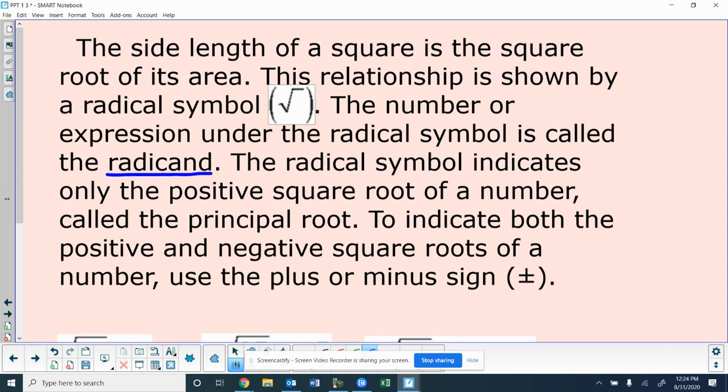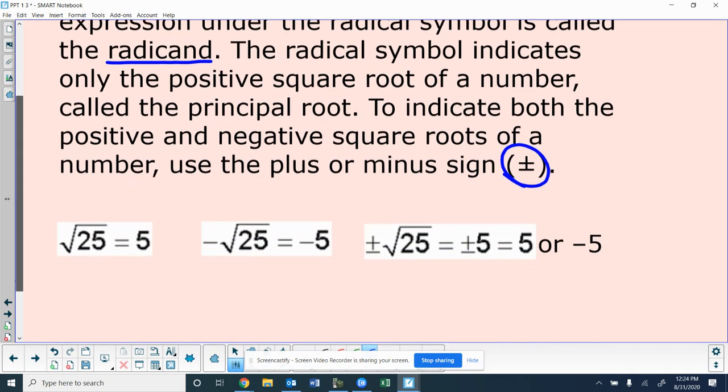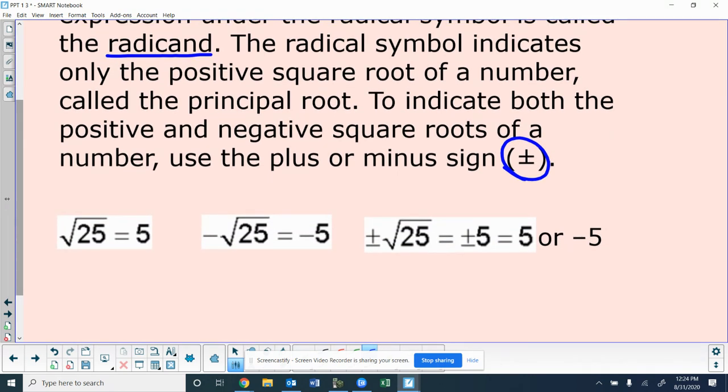It says the radical symbol indicates only the positive square root of a number, called the principal root. To indicate both positive and negative square roots of a number, you use this plus or minus symbol. You'll see that once in a while. When we solve quadratic equations by taking the square root of both sides, we'll use that symbol as part of our answer. Principal square root is always positive. If you have a negative out front of your radical sign, your answer is negative. If you have this plus or minus sign out front, you can put that in your answer as well. It just means positive and negative.